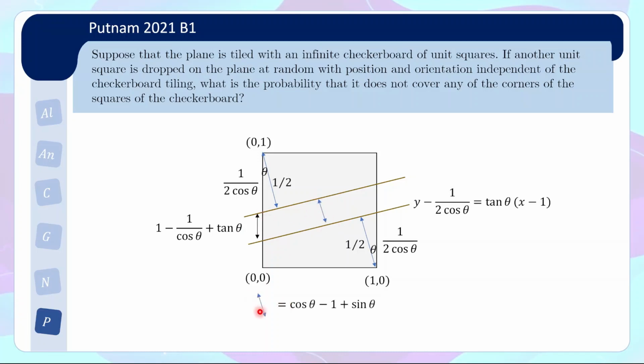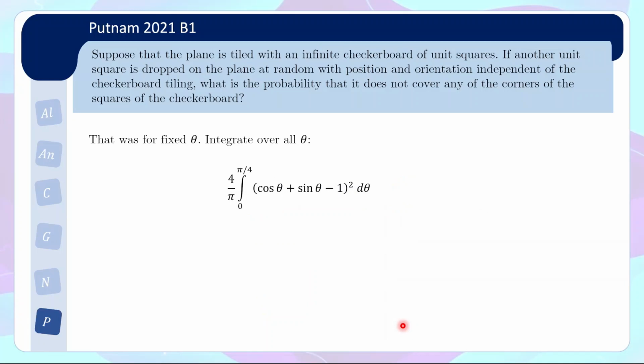So the blue distance is cosine theta minus 1 plus sine theta. And now the area of the eligible white square is actually the square of the blue arrow. So the probability of being good is (cosine theta plus sine theta minus 1) squared. Okay, so this is for the fixed angle theta, but in the end it's quite straightforward. We just integrate over all theta. So this is for fixed theta, this is the probability of being good.